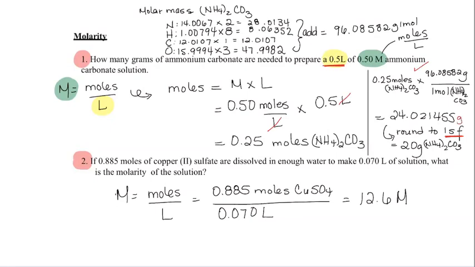24.021455 grams, okay? Now, because you can see that when I compared the two measurements that I'm given, this has 1 sig fig, this has 2 sig figs, I need to round those grams to 1 sig fig, and that's where the 20 comes from. Put a 2 in the chat if that second step makes sense.